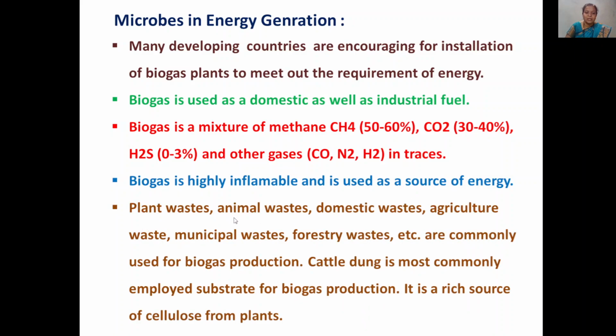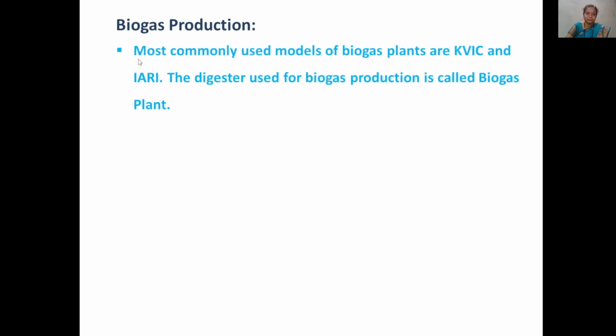Plant waste, animal waste, domestic waste, agriculture waste, municipal waste, forestry waste, etc. are commonly used for biogas production. Cattle dung is the most commonly employed substrate for biogas production. It is a rich source of cellulose from plants. Go to next slide. Here we see biogas production.